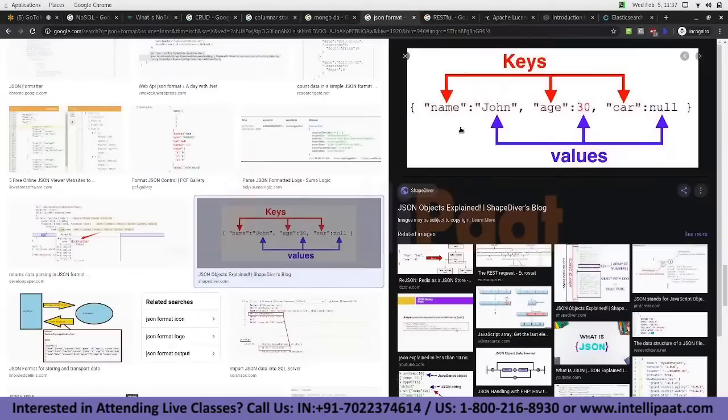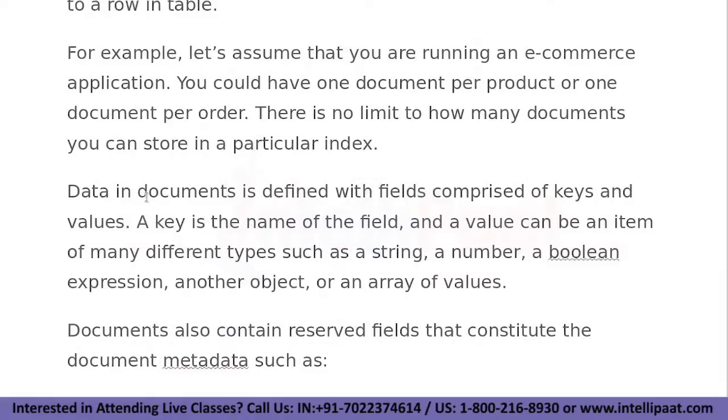So the data in the document is defined with fields comprised of keys and values. The key is the name of the field, and the value can be an item of many different types, like a string, boolean, or expression. Again, it can be an array of values. And a document also contains reserved fields that constitute document metadata, such as underscore index.